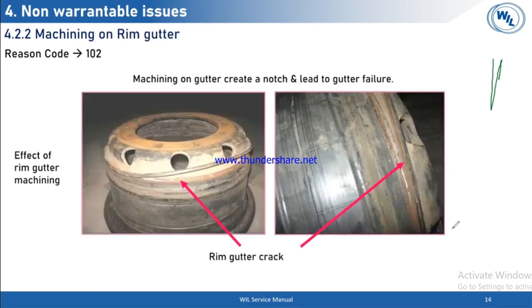Then this is the particular area where the arrow is showing, which has the gutter crack. The gutter crack is because of machining at the gutter area. Whatever wheel rims we provide to you are free from notches and everything, but whenever machining has been done outside, there will be a creation of notch, which will lead to the gutter crack.